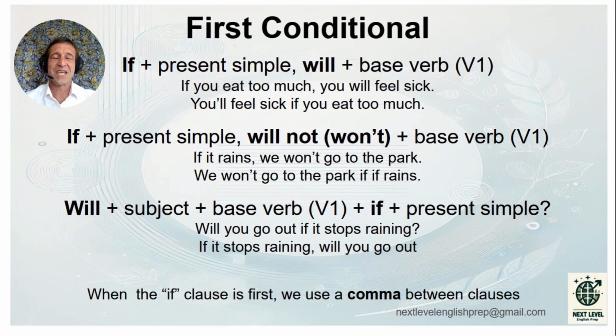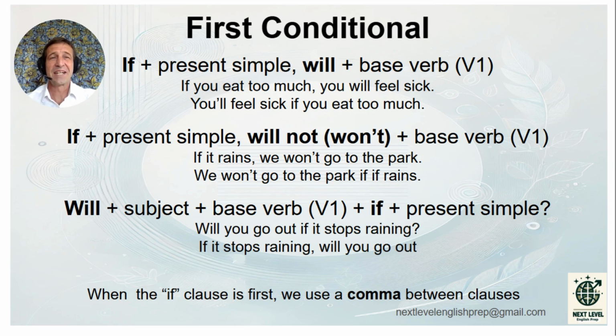And here's the basic structure. For positive sentences, we use if plus the present simple and then a comma, will plus the base verb or verb one. You can start with the if clause or the main clause. Both are correct. Just remember when the sentence starts with if, add a comma between the two clauses.